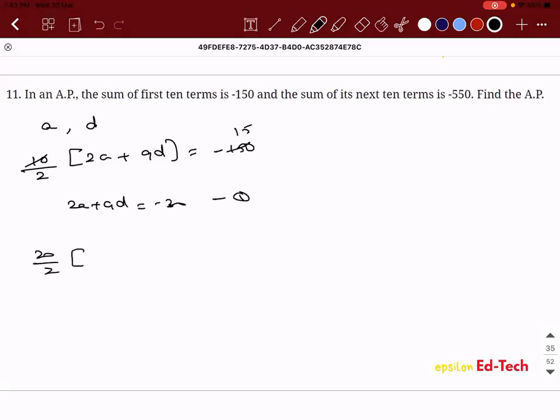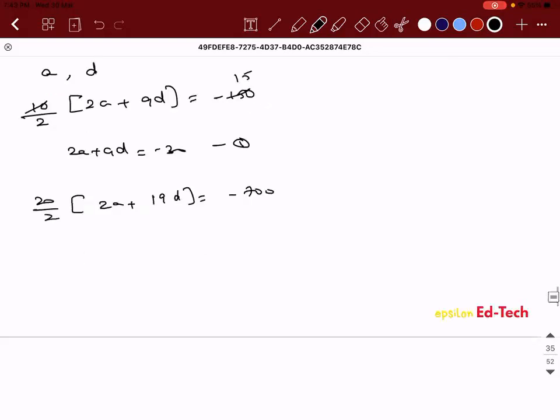Similarly, 20 by 2 into 2a plus 19d will be equal to minus 700. Why is it minus 700? Minus 150 minus 550. So it goes 10 times. 2a plus 19d is equal to minus 70. So subtract both. 10d will be equal to minus 40. So d will be equal to minus 4.